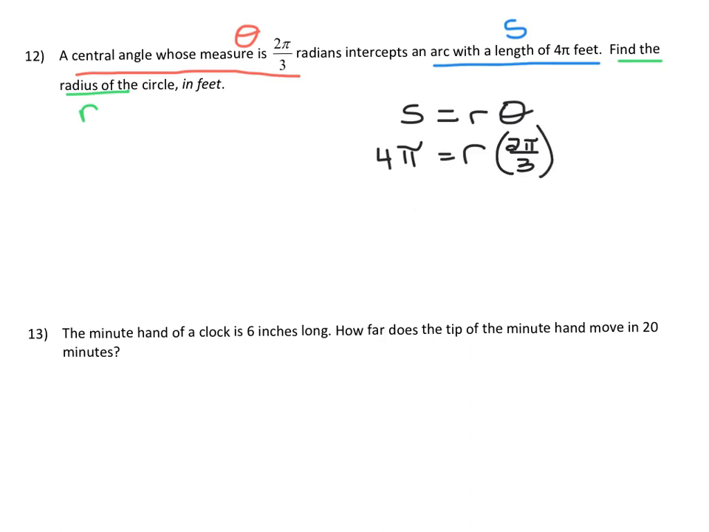Okay, so now if you want to get the R by itself, we've got to get rid of this fraction. If you want to get rid of a fraction, you could just multiply both sides by the reciprocal of this fraction, which means you just take it and flip it upside down. So I'm going to multiply both sides of the equation by 3 over 2 pi.